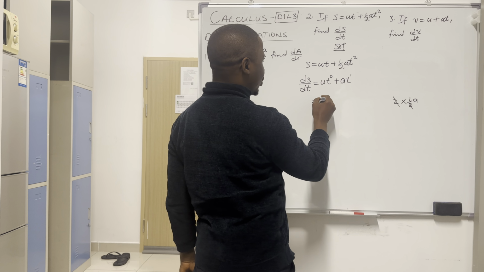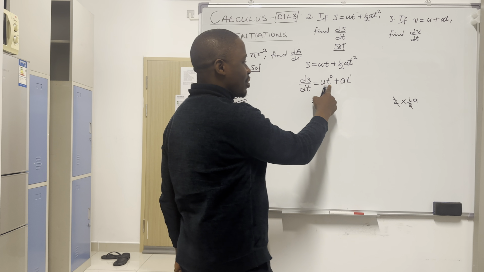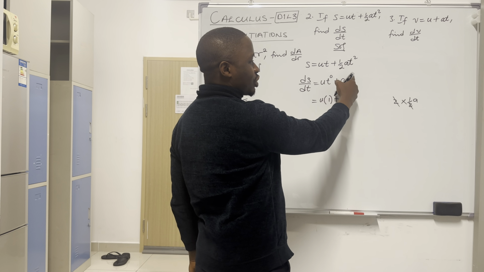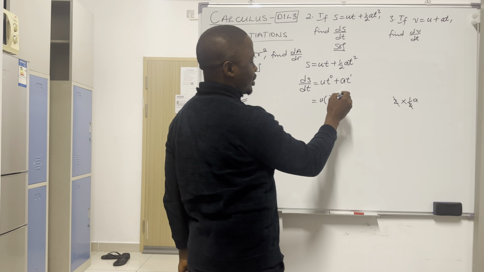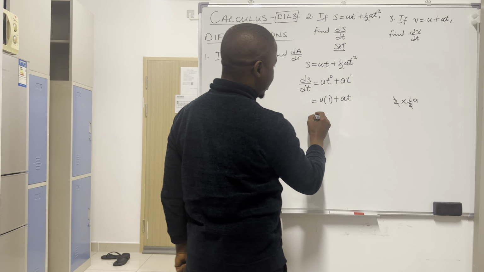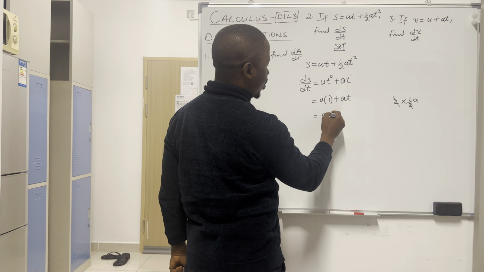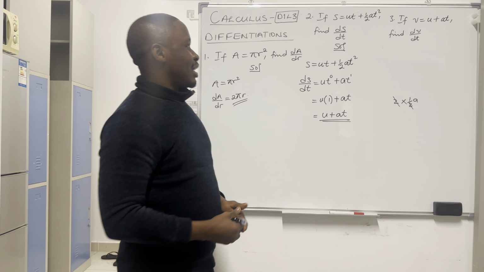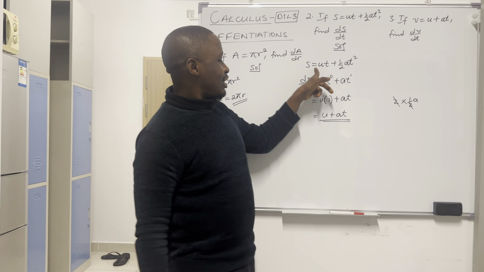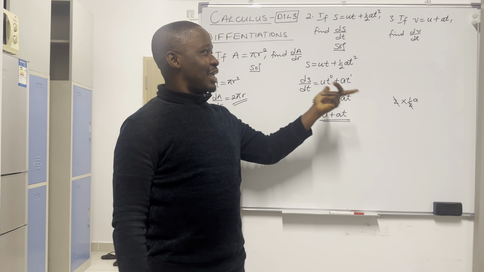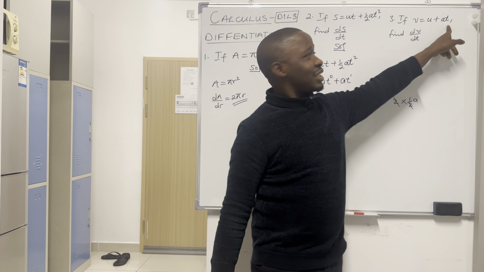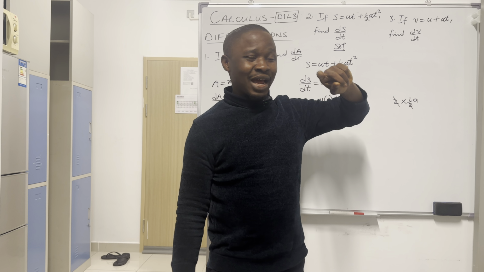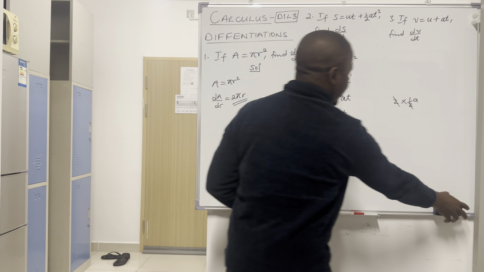Any value raised to the power 0 is 1, and a power of 1 we ignore. So we say at. This is u plus at. So in mechanics, whenever you differentiate this, what do we get? We have u plus at. So it tells you that ds/dt is v in mechanics.